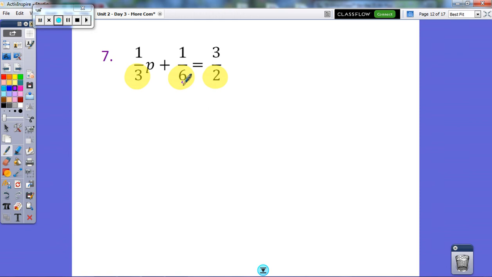So I'm going to multiply every single thing in the entire equation by a 6. So I found the least common denominator, and now I'm going to multiply everything by a 6. So guys, I'm going to distribute that 6 to every single piece on both sides of the equal sign. Guys, type it in the calculator. What is 1/3 times 6?